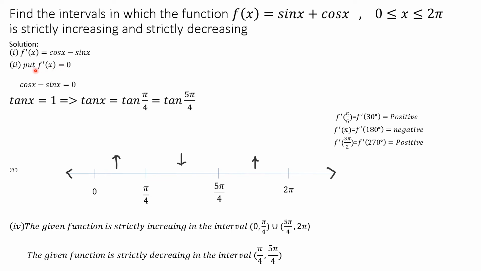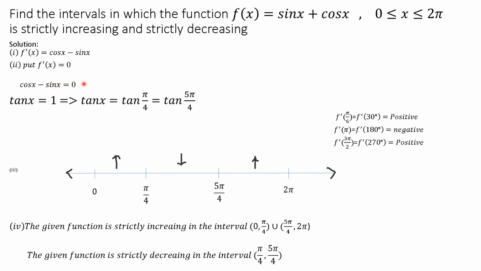What is the next step? The next step is to find the critical points. How to find the critical points? Putting f dash of x equal to 0 in this equation, you will get the critical points. Therefore, f dash of x is equal to 0 means cos x minus sin x is equal to 0, or cos x is equal to sin x.